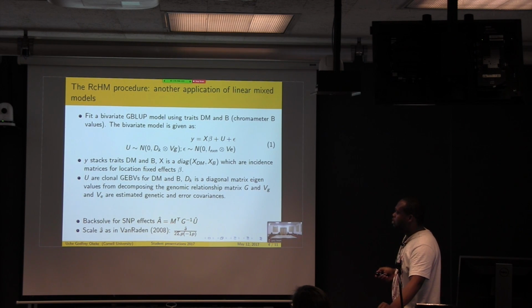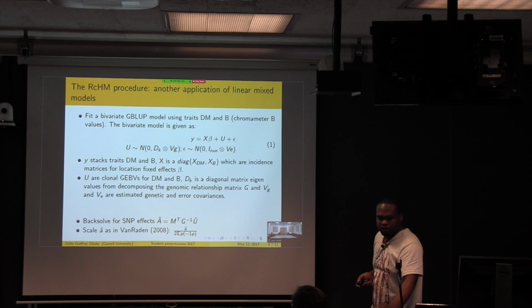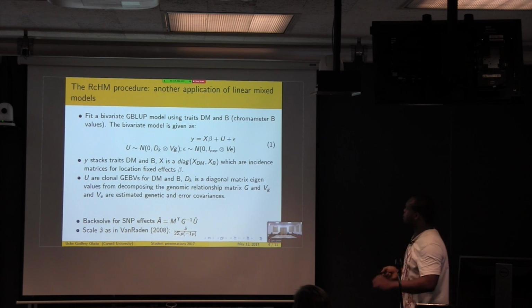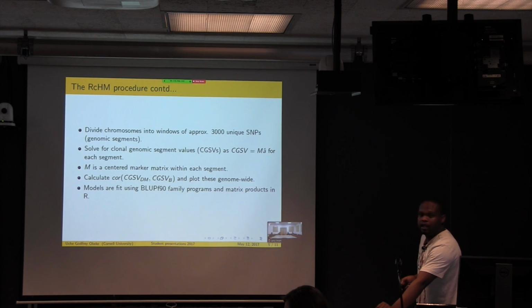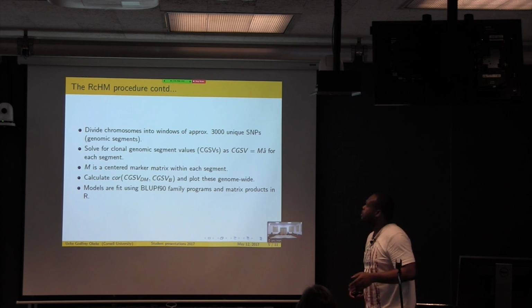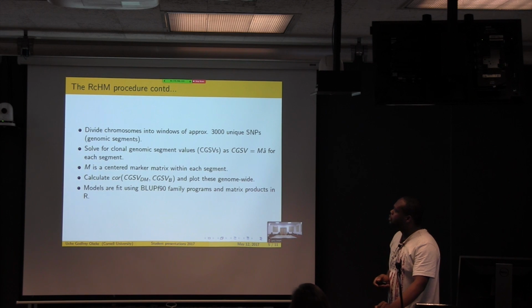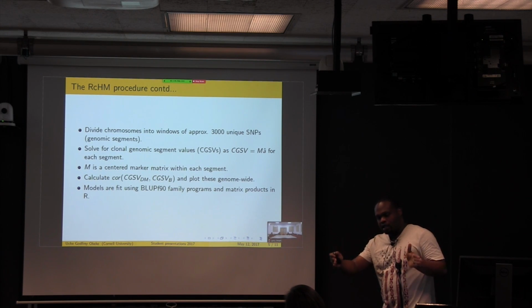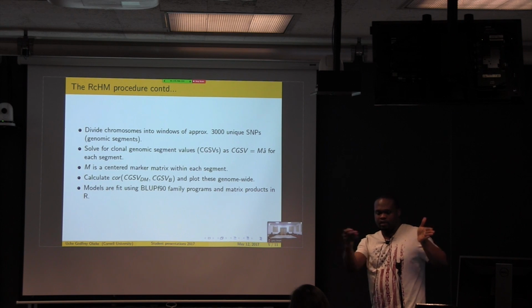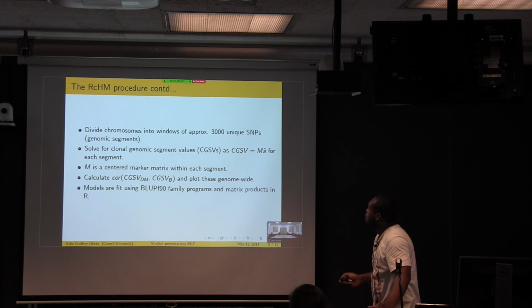So after you back solve, we standardize again, just like how we make a G matrix, using the denominator from VanRaden et al. 2008. And then the next thing is that we bin SNP effects. We bin chromosomes into segments, and these segments are unique 3,000 SNPs, and they are actually unique. There is no overlap, so we divide the chromosome into different segments.